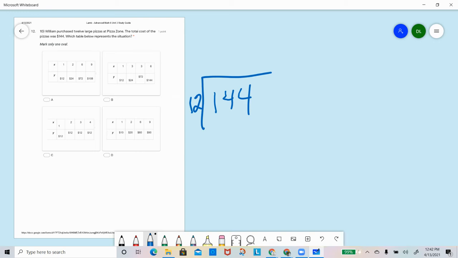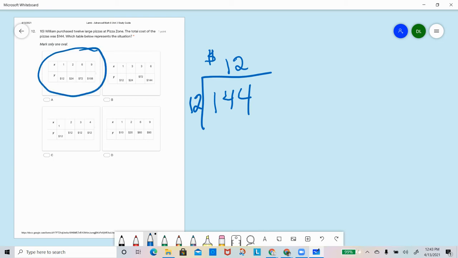Well, 144 divided by 12. I grab my calculator, and I get that there are $12 per pizza. So now we just have to find the table that tells us that every pizza is $12. Well, 1 is 12, 2 is 24, 6 is 72. Those all sound like they're correct. What's 9 times 12? 9 times 12 is 108. So 1 times 12, 12, 2 times 12, 24, 6 times 12, 72, 9 times 12, 108.